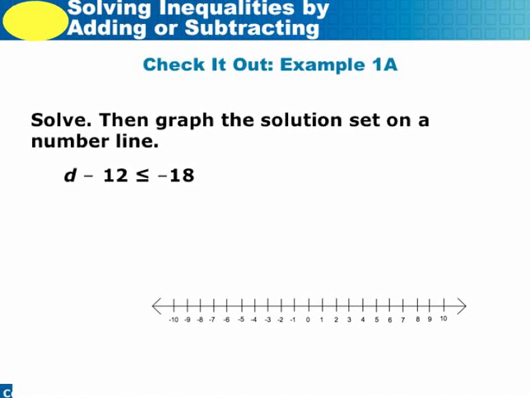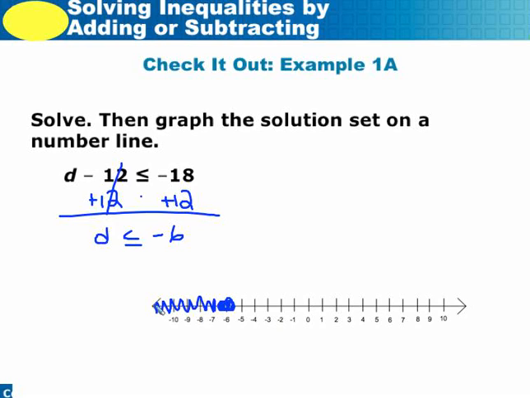So one more before we get to our problem of the day. Again, pause the video at this point and try on your own. I have d minus 12 is less than or equal to negative 18. I'm going to add 12 to each side. That's going to give me d is less than or equal to negative 6. I go to graph. I'm going to put a closed circle at negative 6 and shade to the left.